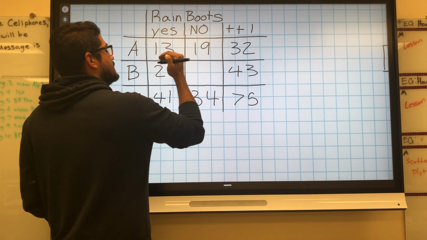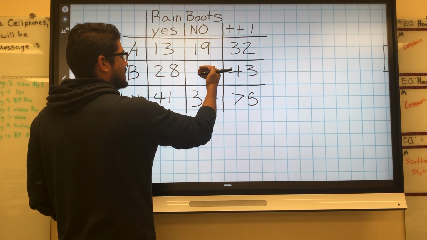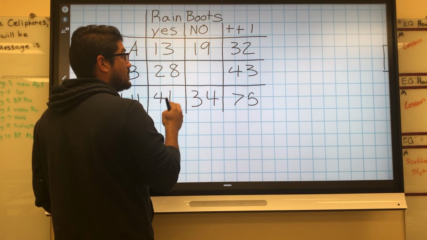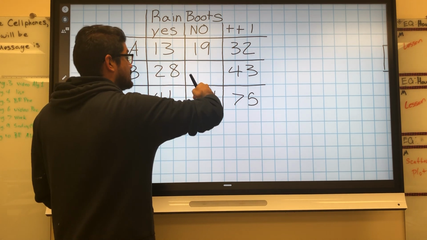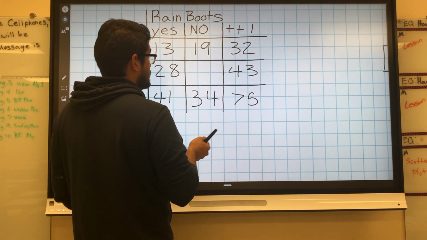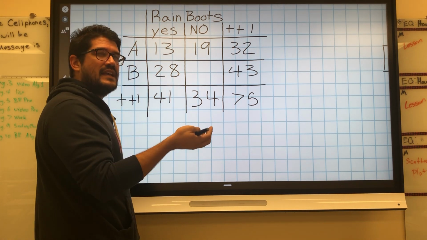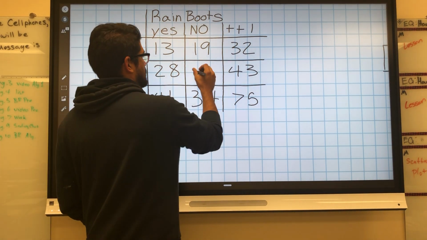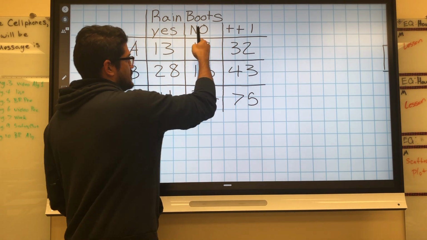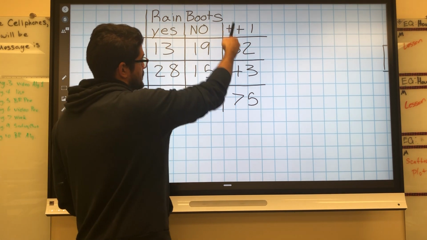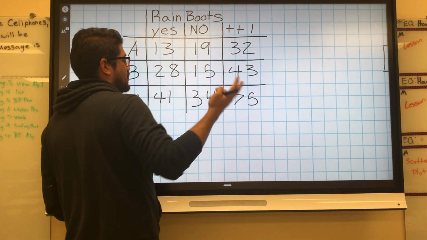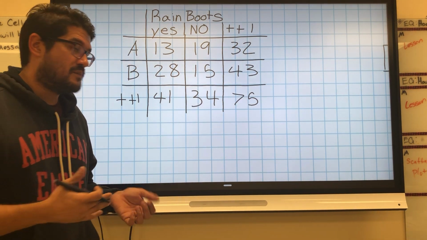Now you have to think 19 plus something gives me 34, or you can think 28 plus something gives me 43. So 28 plus 20 gives you 48, subtract 5, so let's say 15. So this is 15. Double check, yep, perfect. Okay, so that's gonna be the first stuff you're gonna be doing on this section.